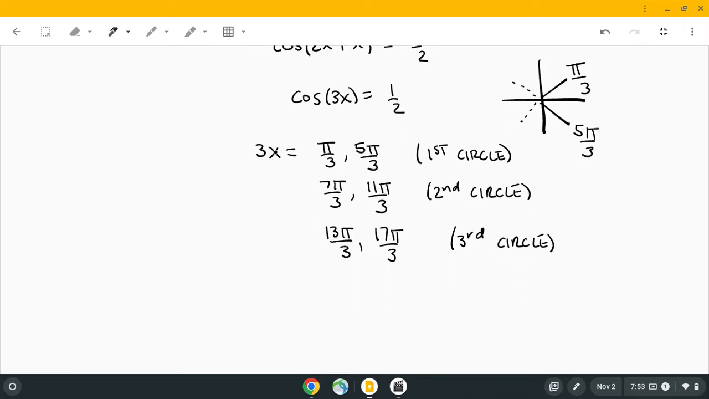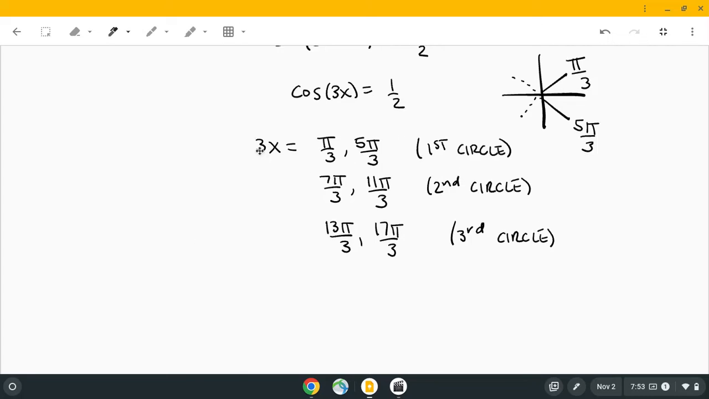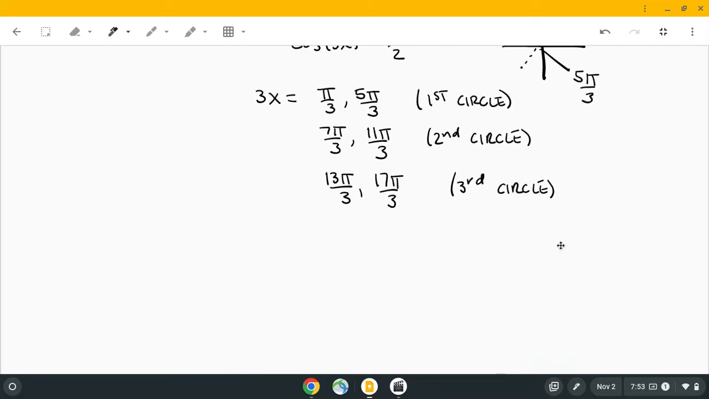Now I can solve for x, divide everything by 3, or multiply everything by 1/3. Either way, it's the same thing. If I divide everything by 3, I get pi over 9, 5 pi over 9, 7 pi over 9, 11 pi over 9, 13 pi over 9, and 17 pi over 9.